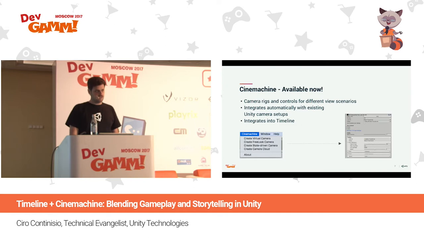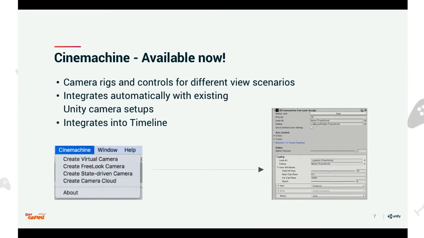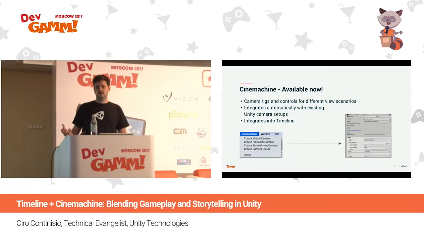The other feature I'm going to take a look at is called Cinemachine, and it's a complete tool to create camera rigs and controls for different view scenarios. So whenever you need a camera for cutscenes or also for gameplay, you can use Cinemachine. It's an asset that was available on the asset store already before, but then Unity acquired it, so now it's available for free. You can get it for free now.